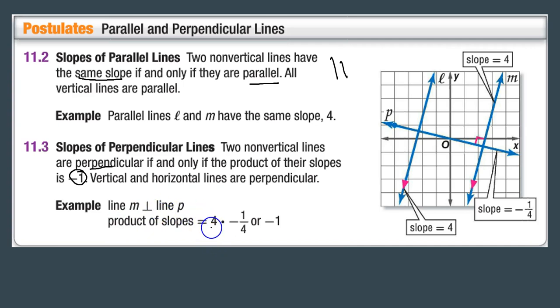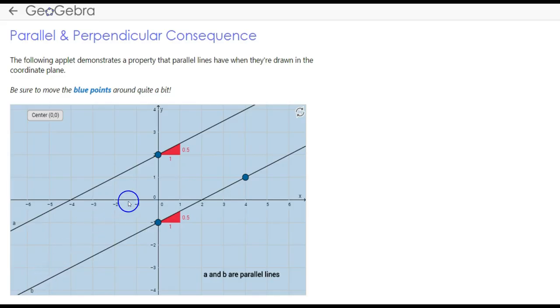So our first one, line M, has a slope of 4. If we want to find the perpendicular slope to that, we want to find the reciprocal. So we have 4 over 1, and it's going to be flipped, which then changes to 1/4 times the -1, which is how you get your new slope of -1/4.